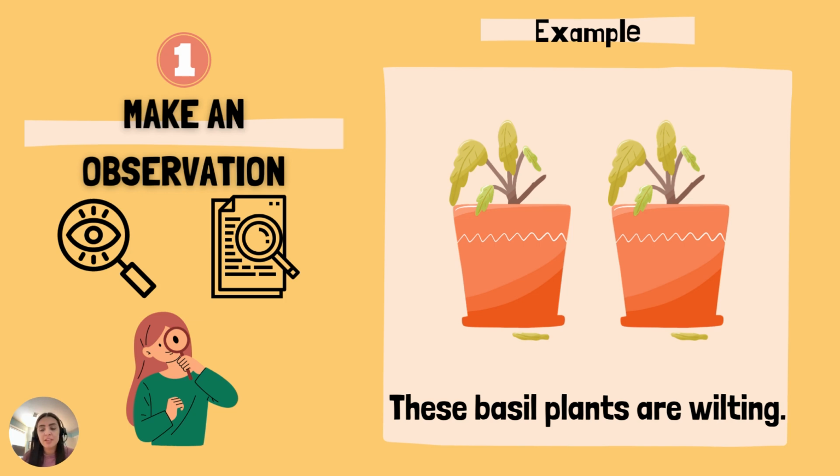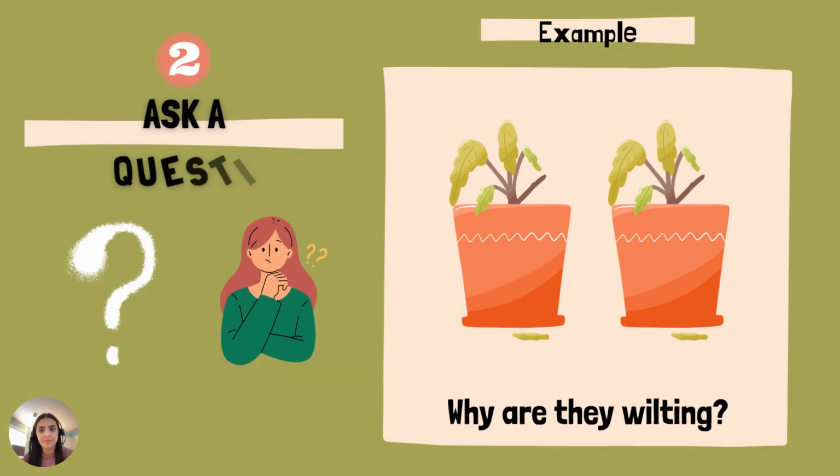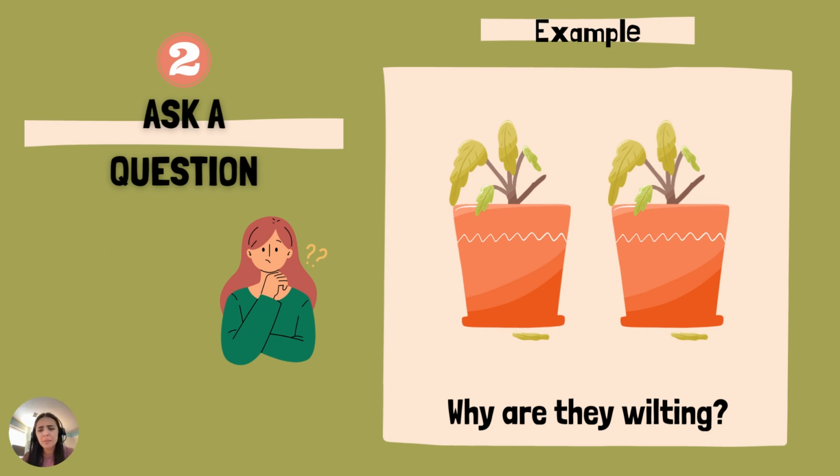Once you have observed and researched your problem, you can then ask a question about that observation. Based on the observations, you can ask a question or multiple questions and also identify the problem you would like to solve. In this case, my question is, why are the basil plants wilting? Let's find out.